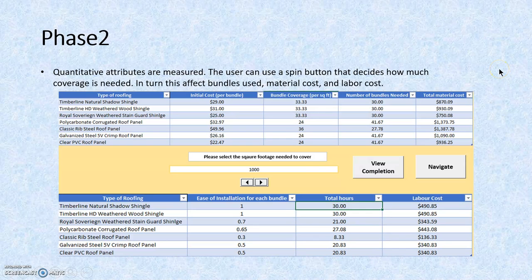In phase 2, the quantitative attributes are measured. The user can use a spin button that decides how much coverage is needed. In turn, this affects bundles used, material costs, and labor costs.